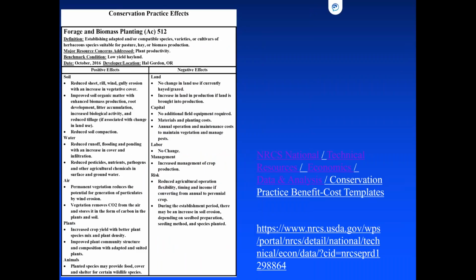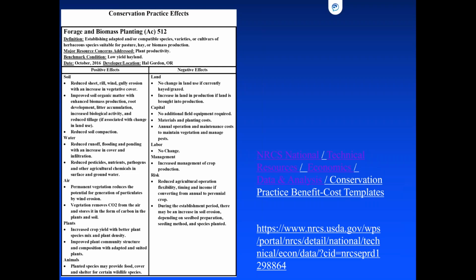We also have these conservation effects that are built for almost all the practices. And as I can see, that keeps changing back to purple instead of white, and I apologize for that. I don't know why it keeps changing back. But at any rate, you can pull these out. They help you start the process of doing the T-chart, gives you some qualitative statements that you can grab from and put into your T-chart.